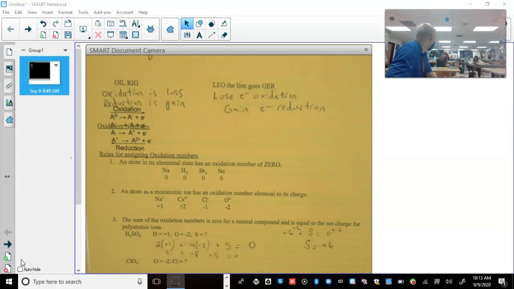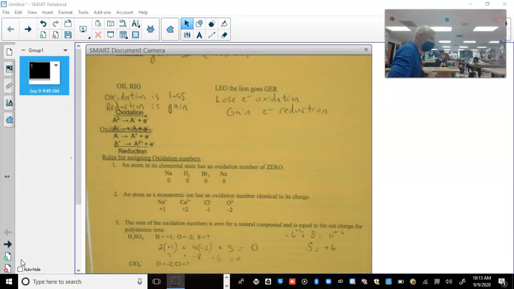So we got ClO4 minus. Cl is unknown, and oxygen is 2 minus, but there's 4 of them. And what's the overall charge? -1. Fun fact, trivia: ClO4, what's the name of that polyatomic ion? Perchlorate. Nice.